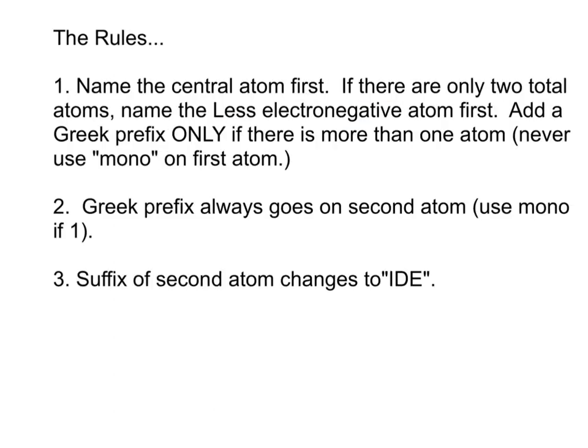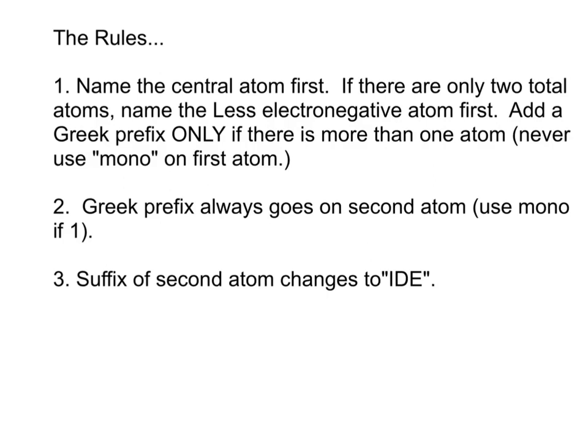Okay, so what we're going to do now is give you the IUPAC rules. That's the official Chemical Society rules for naming binary compounds. That means 2-atom covalent compounds. So our special guest reader is going to read Rule 1 as you copy it down. If we go too fast, pause it and write it down. Name the central atom first. If there are only 2 total atoms, name the less electronegative atom first. Add a Greek prefix only if there is more than 1 atom.